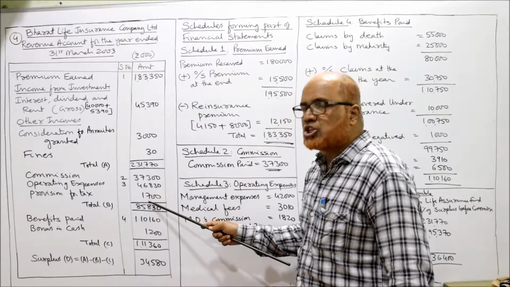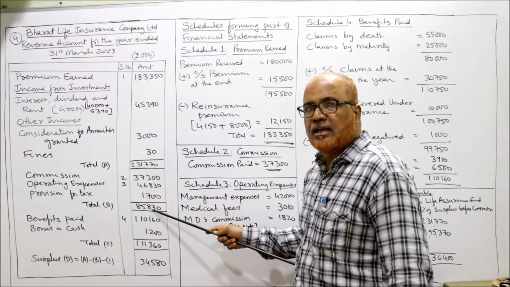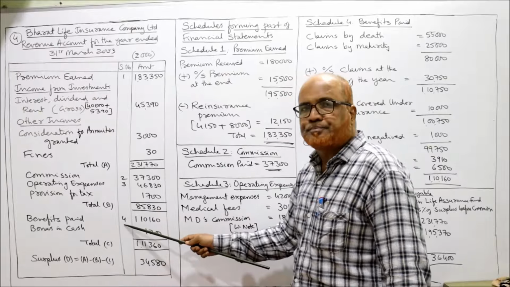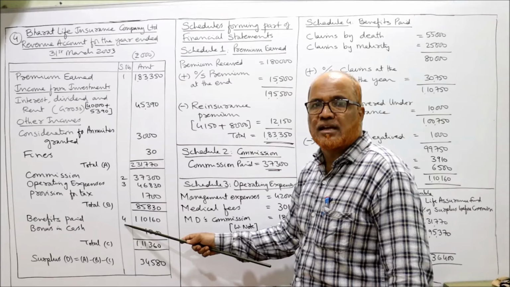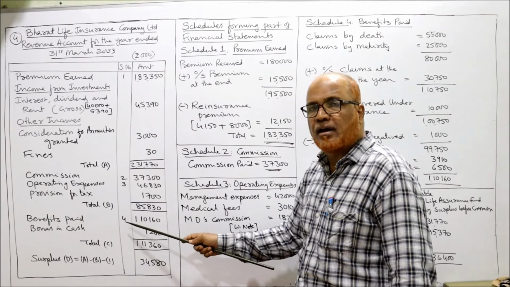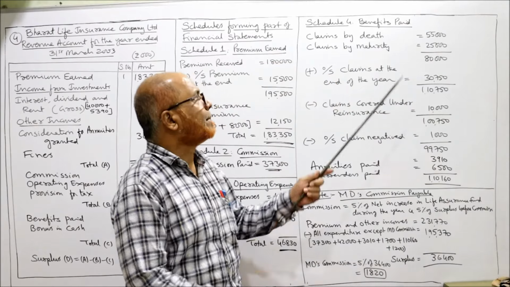Then provision for taxation given in the problem, income tax 1,700. Take the total 85,830. Benefits paid are claims, annuities, surrenders. ये सब चीजें benefits paid में आएगा. Fourth schedule 1,10,160. Now you can see here.